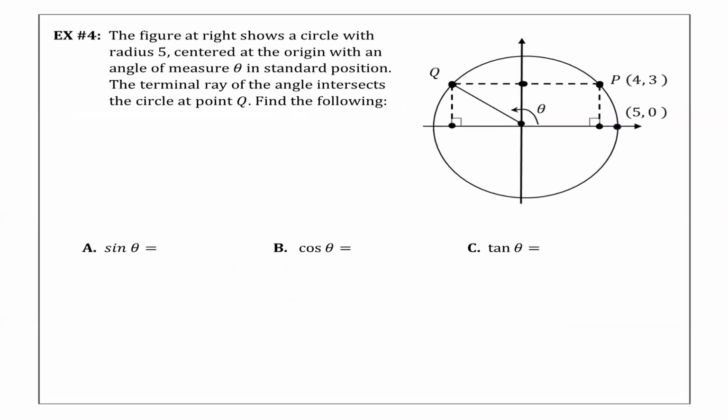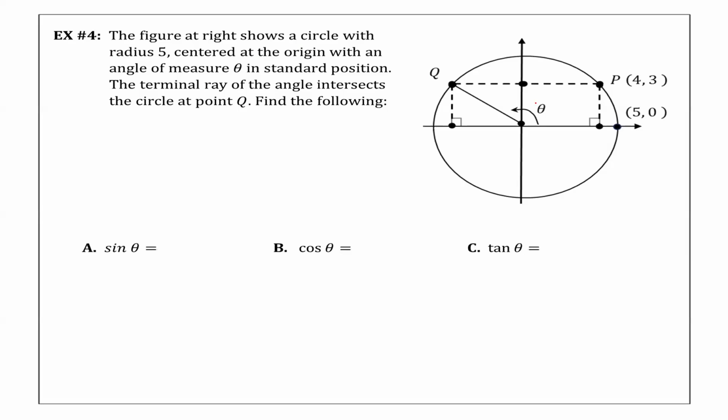Here we have the figure at right showing a circle with a radius of 5 centered at the origin with an angle measure of theta, because the angle measure is irrelevant, in standard position. The terminal ray of the angle intersects the circle at point Q. Find the following.